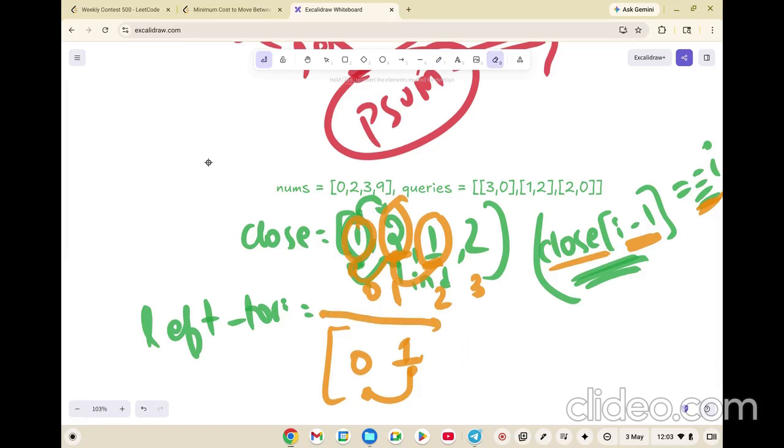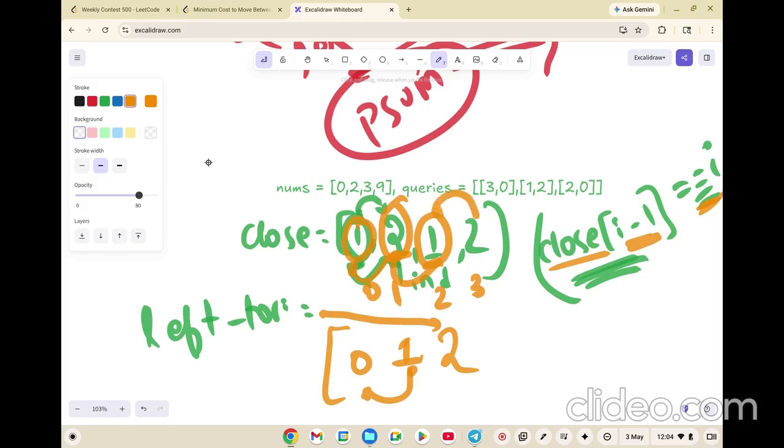And if you look at this now, if you want to come from this position to this position, this has a close value of 1 only, right? Because it has a value of 2. Close of I is 2. So you can come from that element to this element using 1 only, right?